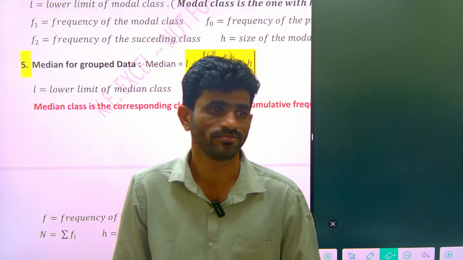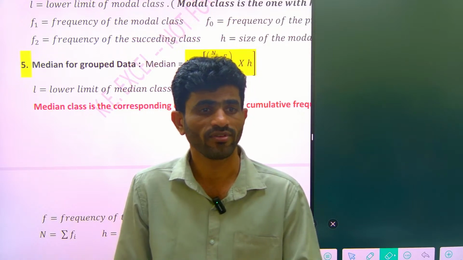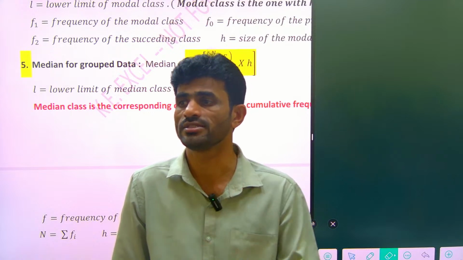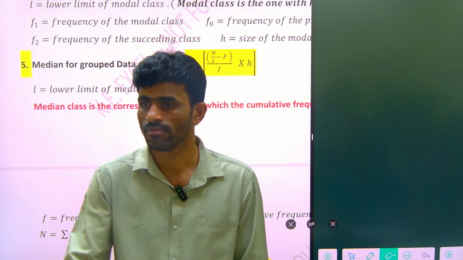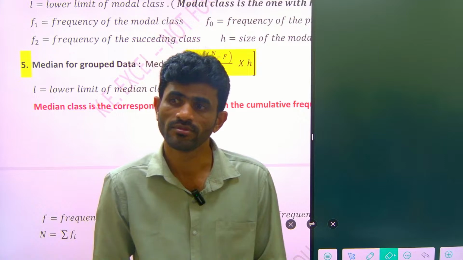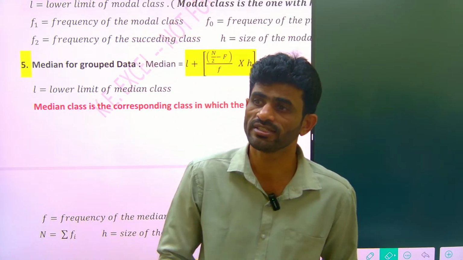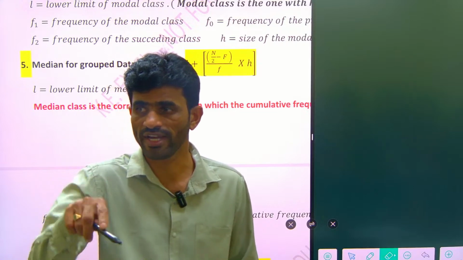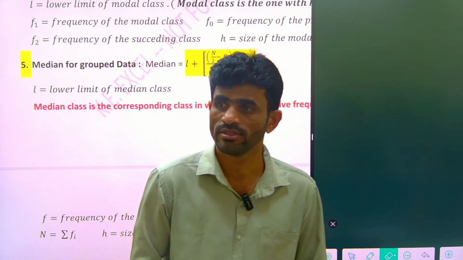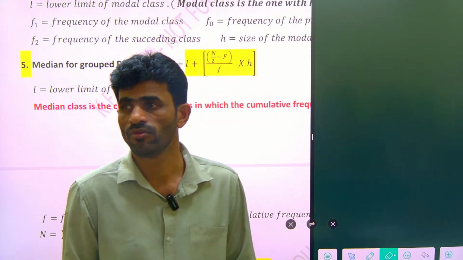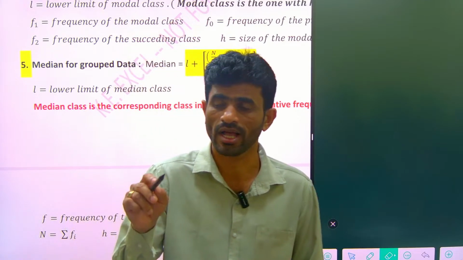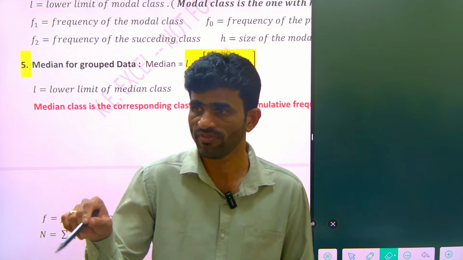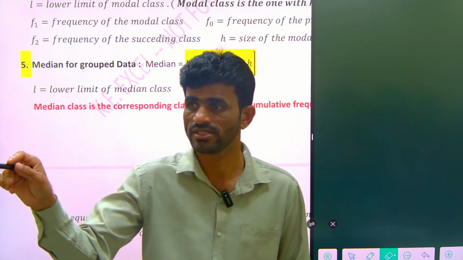This is the problem. You are failing in identifying the median class. That is the problem. How do we identify the median class? We find out n by 2. For example, you have total number of observations 100. After finding, n is equal to 100 you got. Then what is n by 2? 50. Means approximately we take the 50th observation as the median. N by 2 is 50. So the 50th observation is the median.